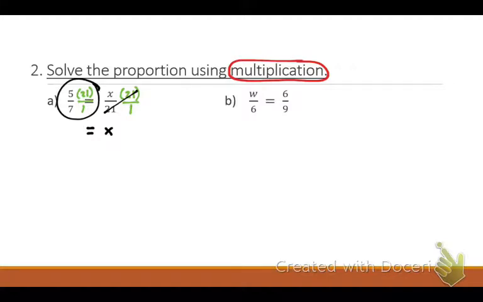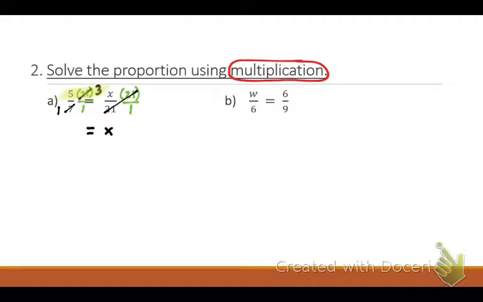Now let's focus over here on the left side. Can anything cross-reduce over there? Yes, which ones? 21 and the 7. What number goes into both of those? A 7 goes into both of them. How many times does it go into a 7? Into the 7 it goes 1 time, and into the 21 it goes 3 times. Let's focus on the numerators. Guys, what's 5 times 3?